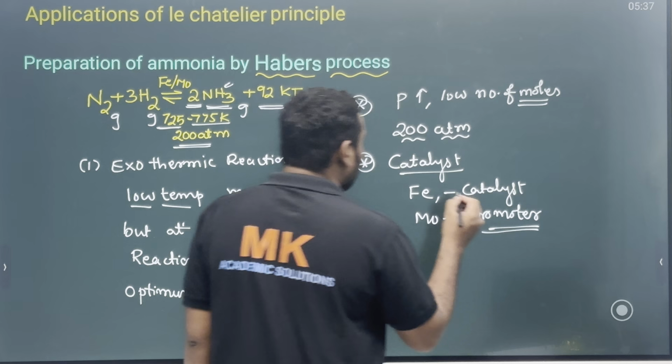We already know that according to the Le Chatelier principle, in an exothermic reaction low temperature is favorable. Low temperature is favorable means that at low temperature more forward reaction is going to take place. But at low temperature the rate of reaction is very slow. So to increase the rate of reaction they use an optimum temperature, that is 725 to 775 Kelvin.